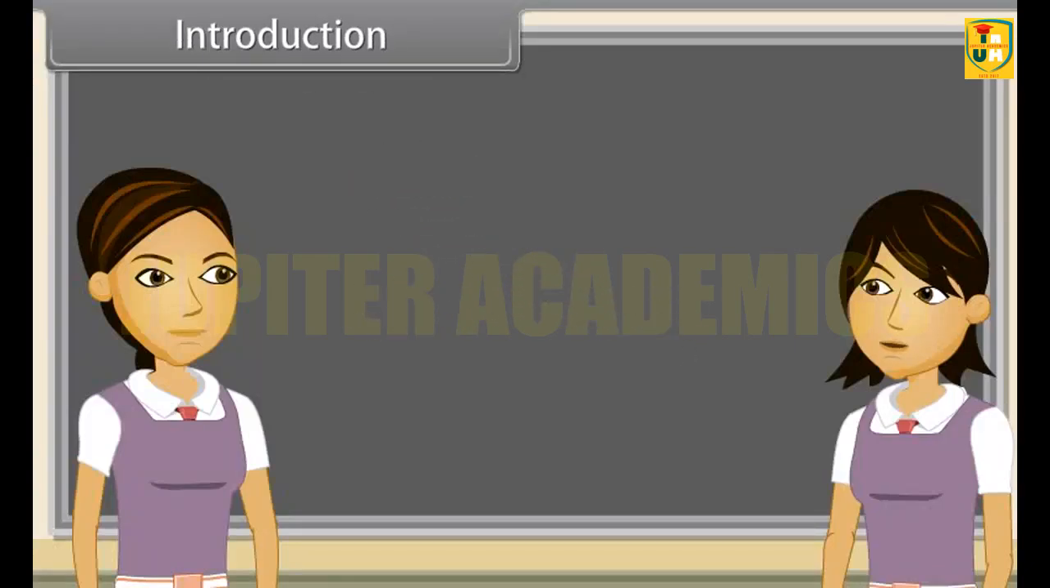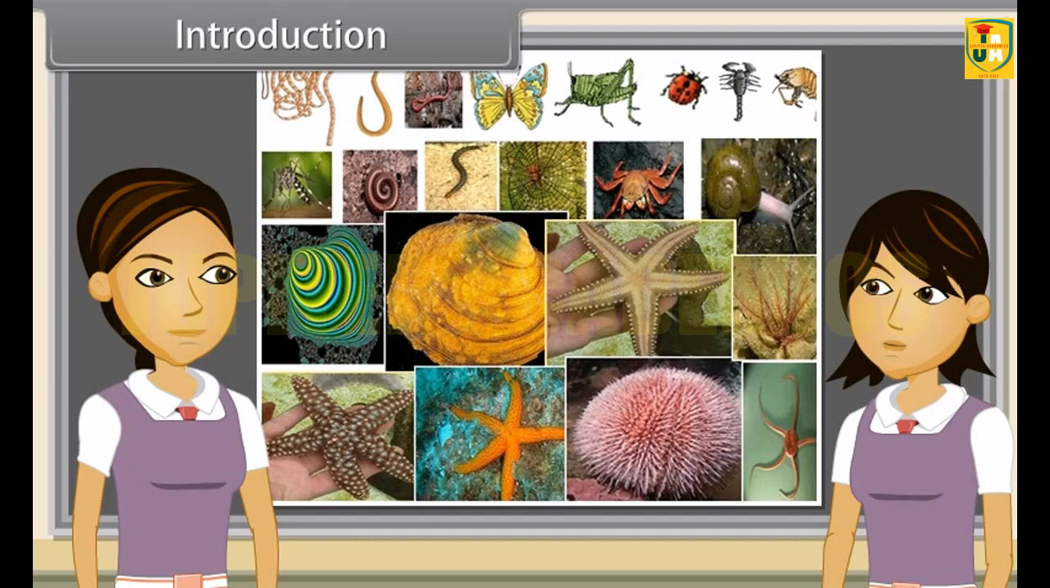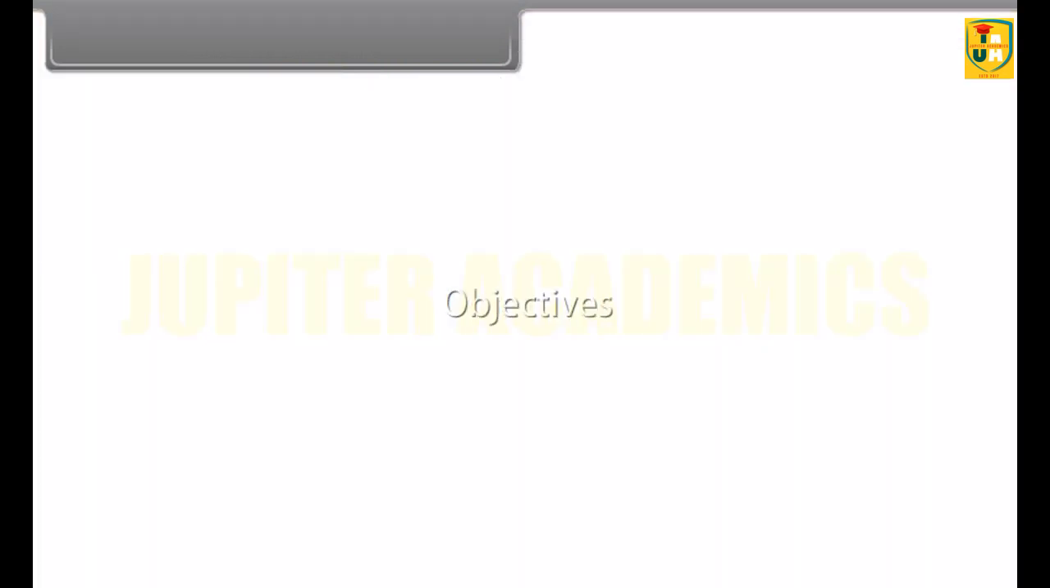Sharmila, in our last discussion we studied characteristics of platyhelminthes, aschelminthes, annelida, arthropoda, mollusca and echinodermata. Yes, now we are going to discuss characteristics of hemichordates, chordates, vertebrates, cyclostomata, chondrichthyes, osteichthyes, amphibians, reptilia, aves and mammalia.